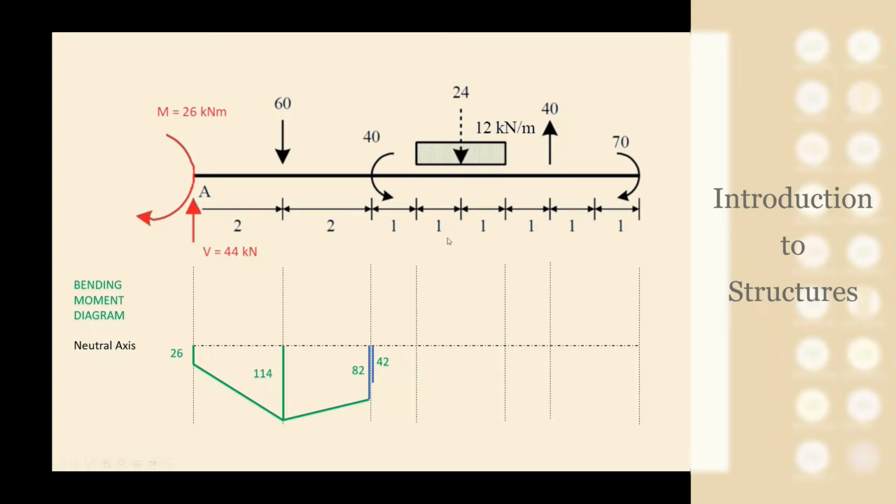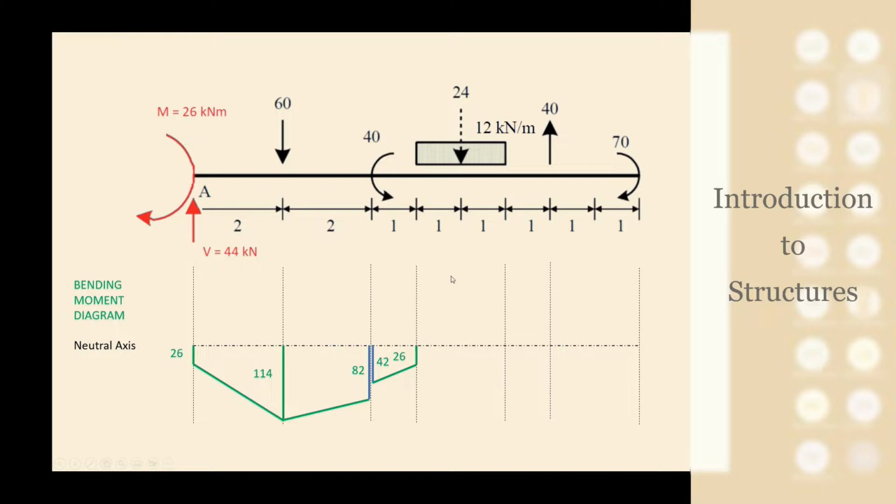The next point of interest is the initial point of the UDL, where if I do the calculations, I am now at the beginning of the UDL. At that point, I have 26 kilonewton meters plus 44 times 5 minus 60 kilonewtons times 3 meters and minus 40. And all of this gives you 26 kilonewton meters. Now, because I know the variation in between forces will be linear, I add the line and I have the bending moment diagram until here.